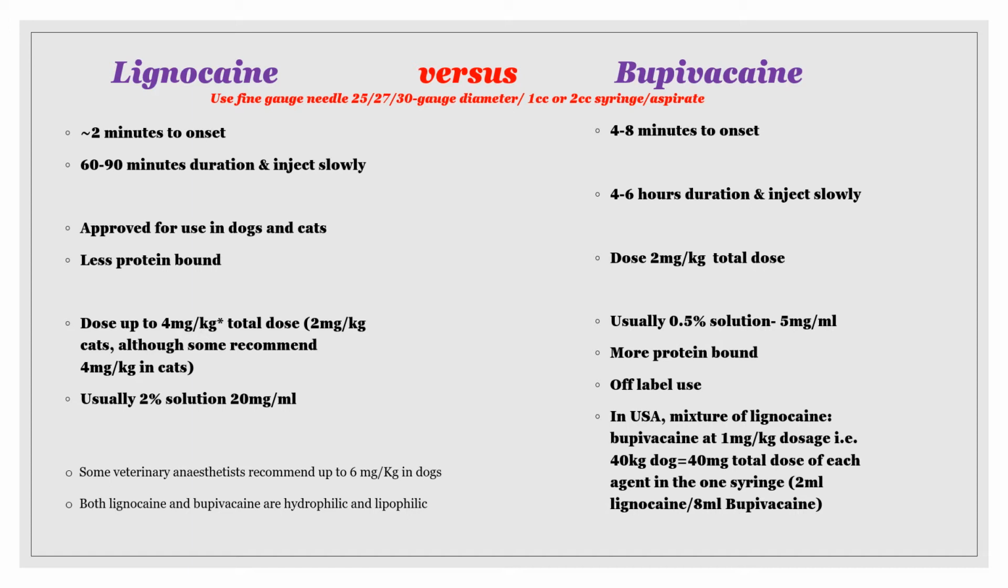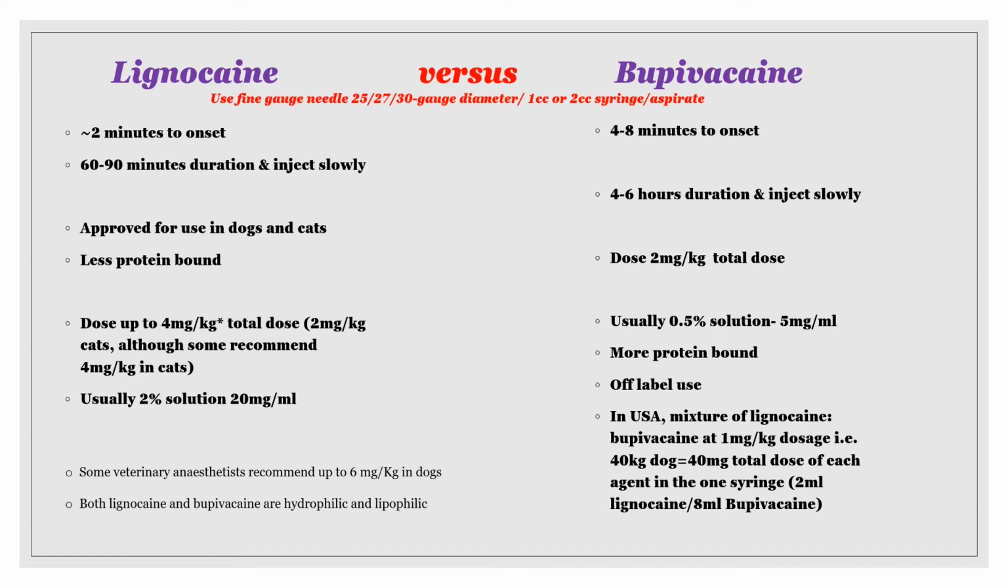Bupivacaine, on the other hand, has a slower onset of action, usually up to 8 minutes. It has a longer duration of action because it's more protein bound, up to 6 hours. The dose of bupivacaine is 2 milligram per kilo total dose. It is off-label use, so it's not registered for use in dogs and cats.